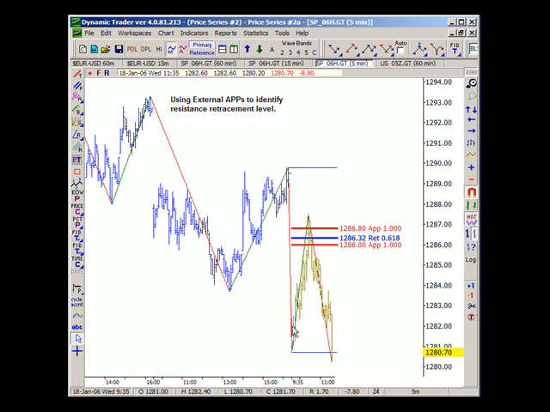So this is an example where this market was shooting straight up, and we used the external alternate price projections to identify which retracement level had the highest probability of being resistance in this case and ending the corrective rally. Let's look at some other examples.